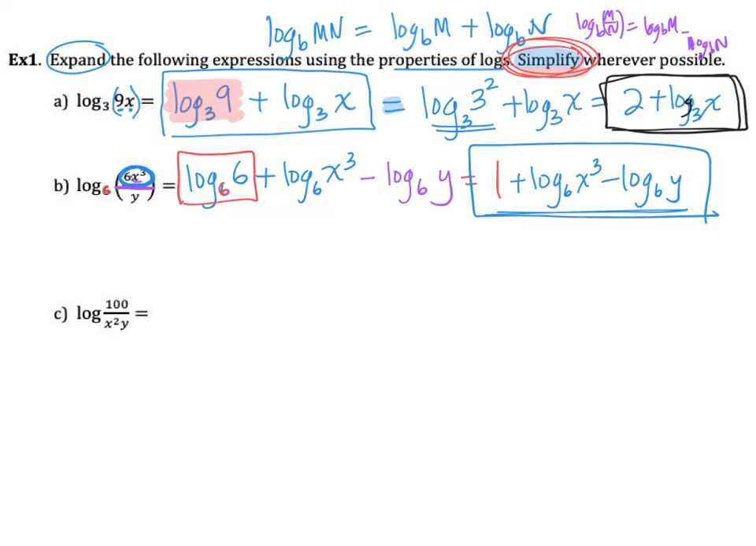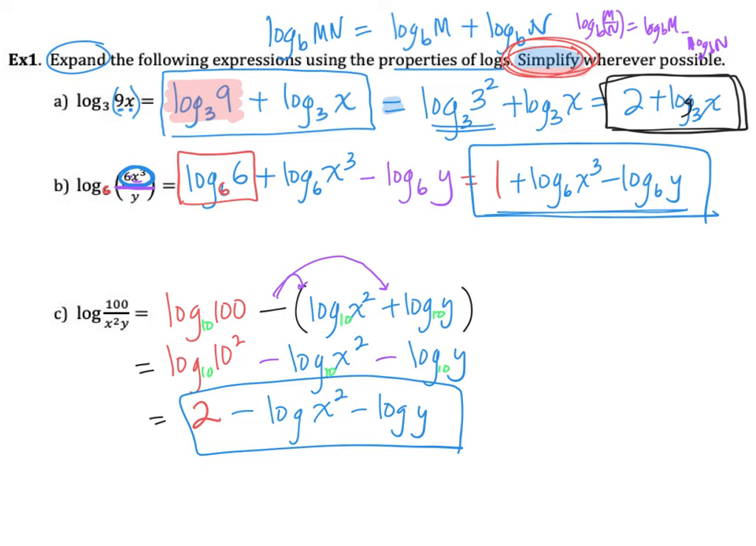All right, go ahead and pause and try letter C on your own. All right, did you get 2 minus log of x squared minus log of y? So the most common error here that people tend to make is they forget the second minus. So why do we have minus minus there?